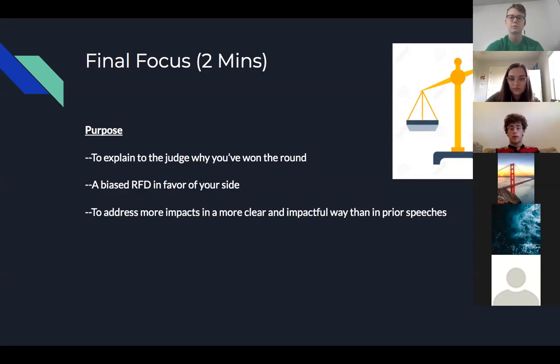Whereas constructives and rebuttals and summaries are a little bit more focused on refutation and a little bit more focused on the links and the claims, final focuses are a place for rhetoric and really using your passion, the power you can put in your voice, and varying your volume and tone and speed to make your impact seem as impactful as possible to the judge.